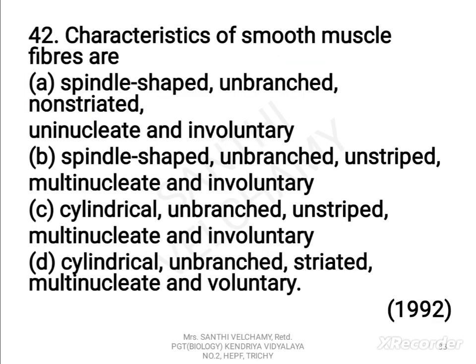Now next question. Characteristics of smooth muscle fiber are: A. spindle shaped, unbranched, non-striated, uninucleate and involuntary. B. Spindle shaped, unbranched, unstriped, multinucleate and involuntary. C. Cylindrical, unbranched, unstriped, multinucleate and involuntary. D. Cylindrical, unbranched, striated, multinucleate and voluntary. Now let us find the correct answer. A is the correct answer.